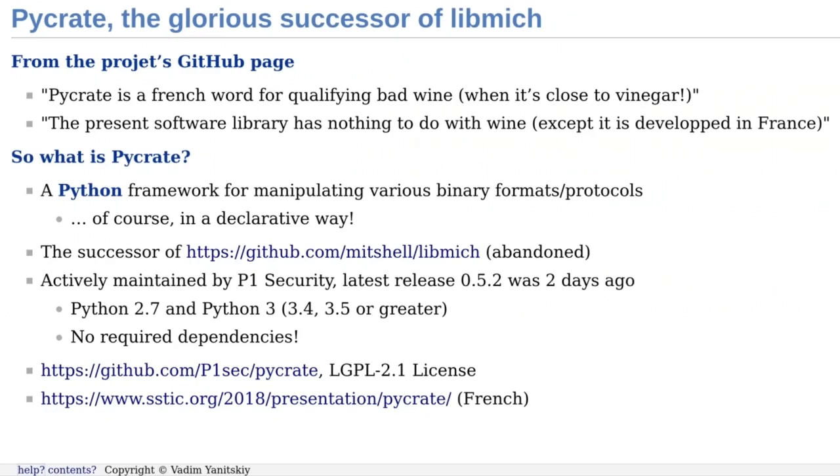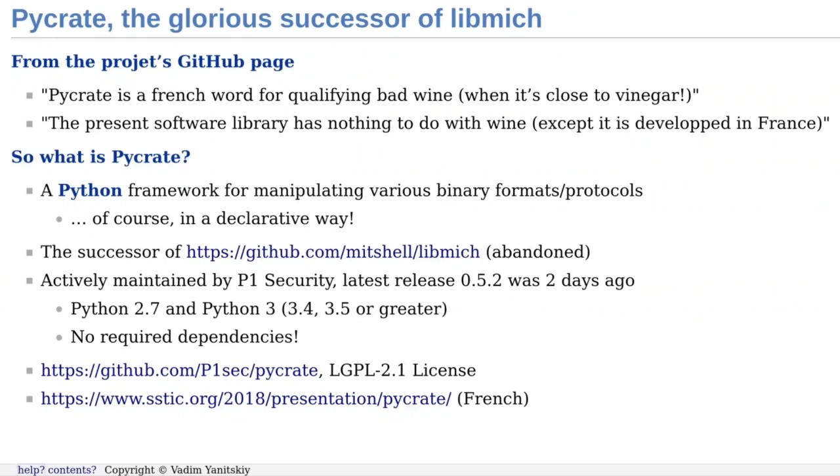And the project itself, there are many variants of how people want to pronounce it, but this is a quote from the authors of this project. It's Pycrate, bad wine. I really like this humor. And it's nothing to do with wine except that it was developed in France. I also liked it very much. And the project itself is a successor of another project with another interesting name. It's libmich. I think it's like love yourself.